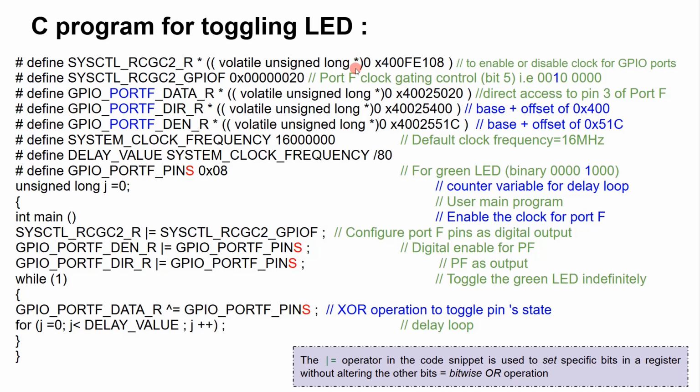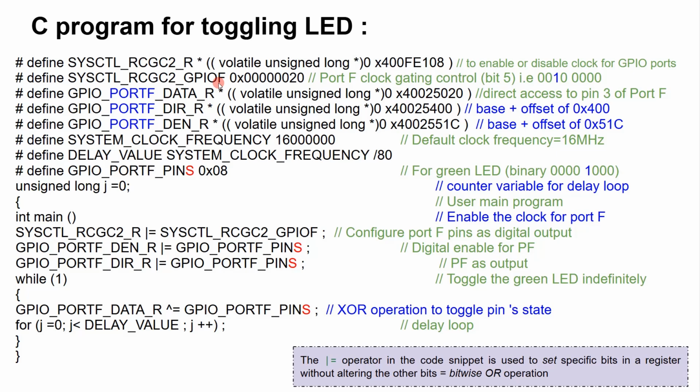If you observe, there is an asterisk symbol here as well. This asterisk symbol indicates that it is dereferencing the pointer, which means it is allowing you to directly access the memory location 0x400FE108. So this is a pointer to this particular address, and this is basically a dereferencing pointer. The first register is meant for enabling or disabling the clock, and then we define the register in particular to the port F.